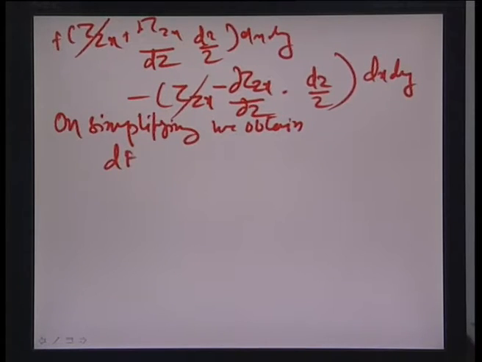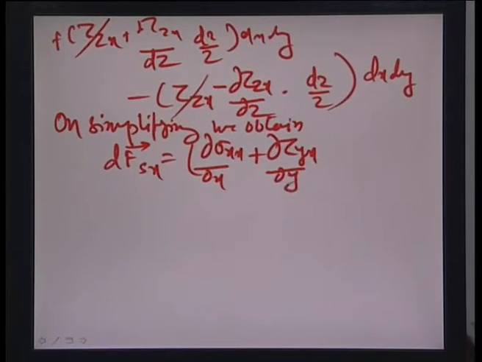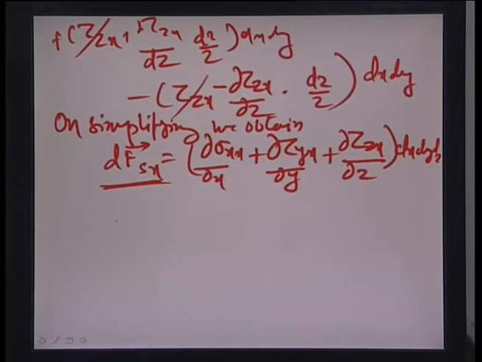dFsx is nothing but del sigma xx by del x plus del tau yx by del y plus del tau zx by del z times dx dy dz as the total amount of the force in the x direction. Okay. So, therefore, similar kinds of expressions can be generated for the force components in the y and the z directions as well, and let us just write this down here.